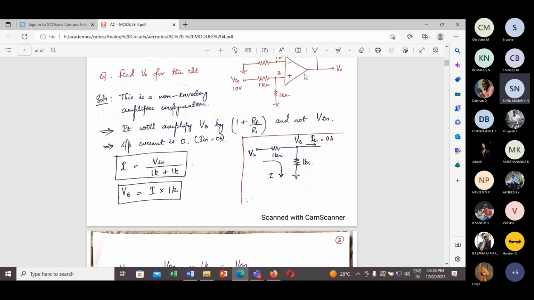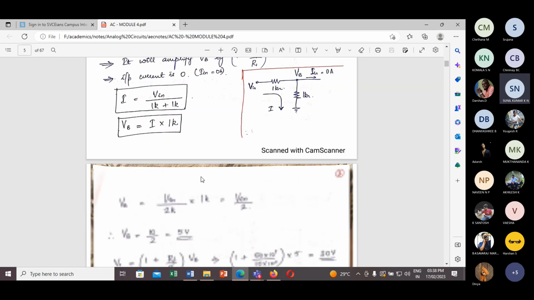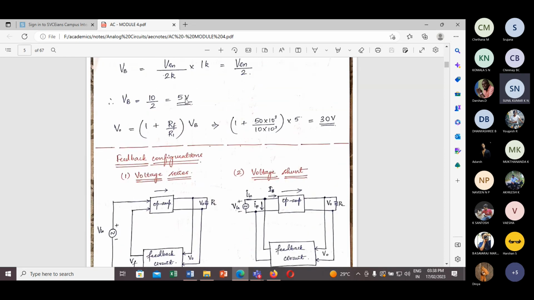This 5 volts will be amplified. So you will be getting what? 5 volts multiplied with 1 plus 50 by 10. So 50 by 10, that is 5, 5 plus 1, 6, 6 into 5, 30. So you will be getting 30 volts.